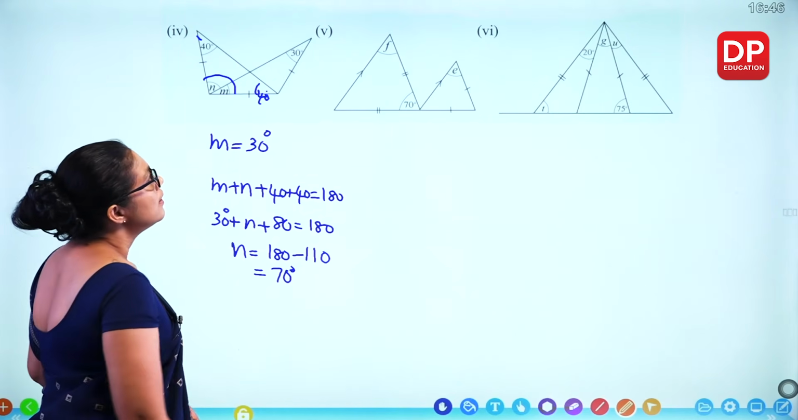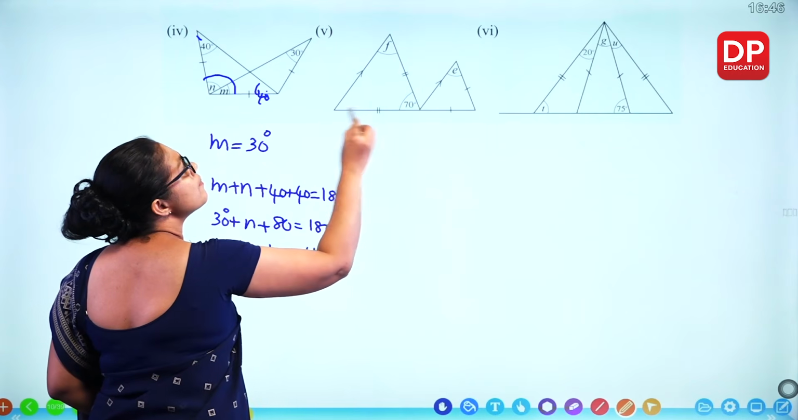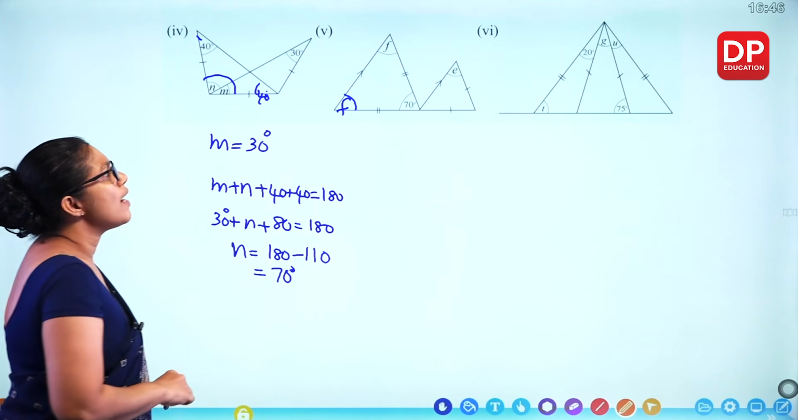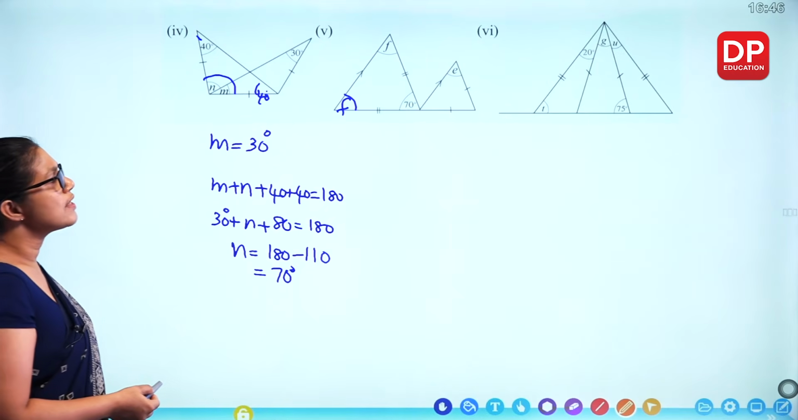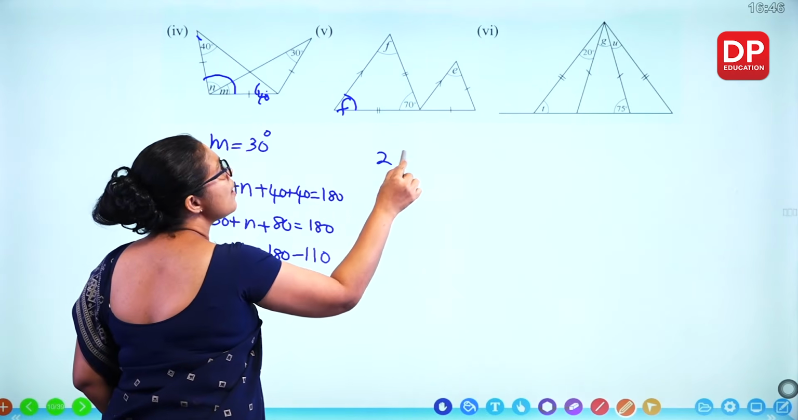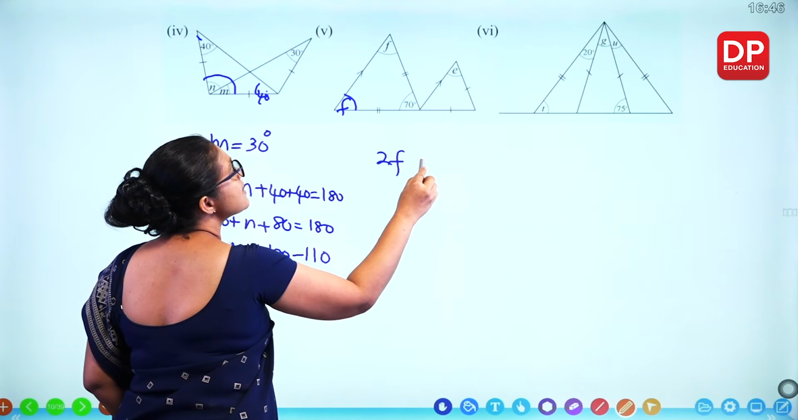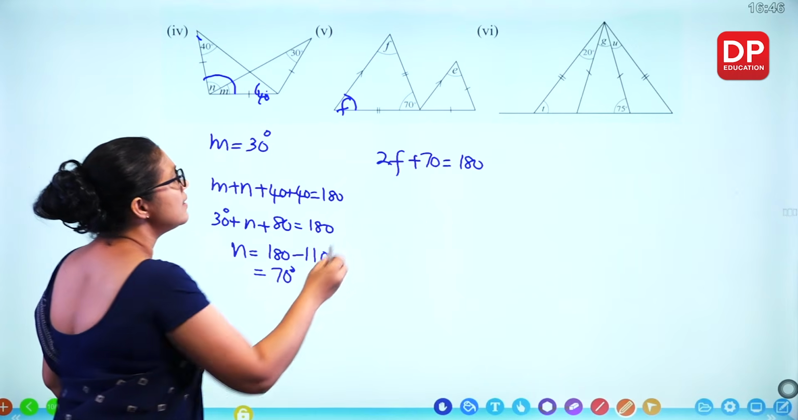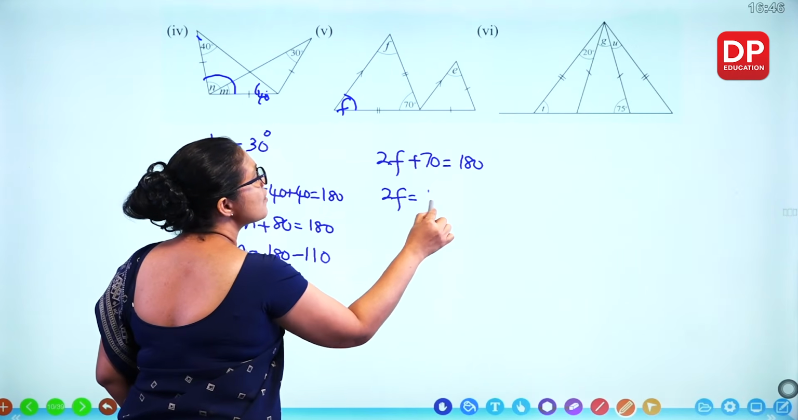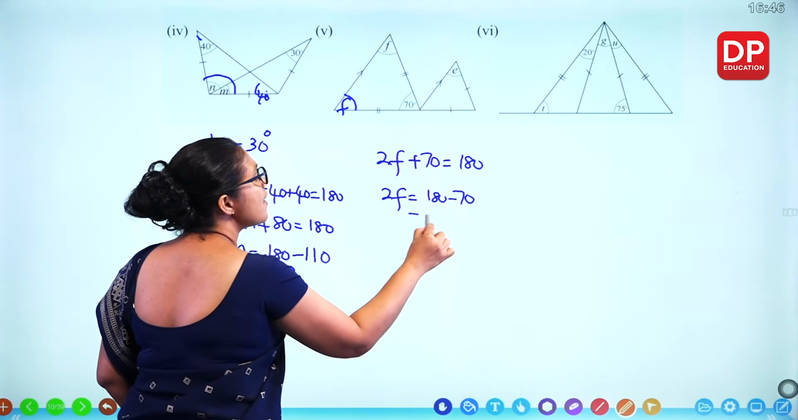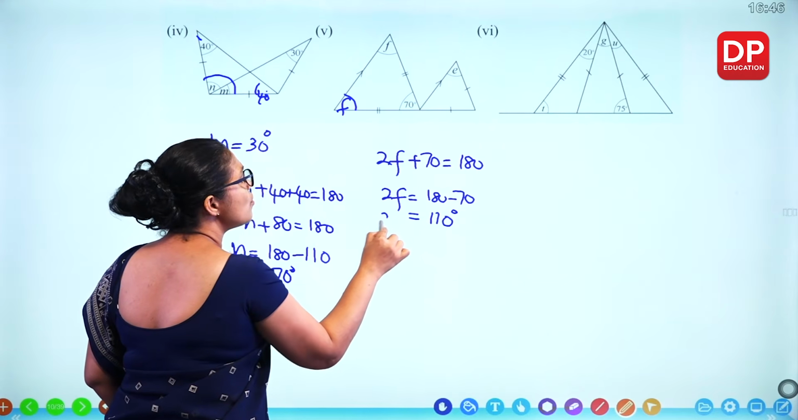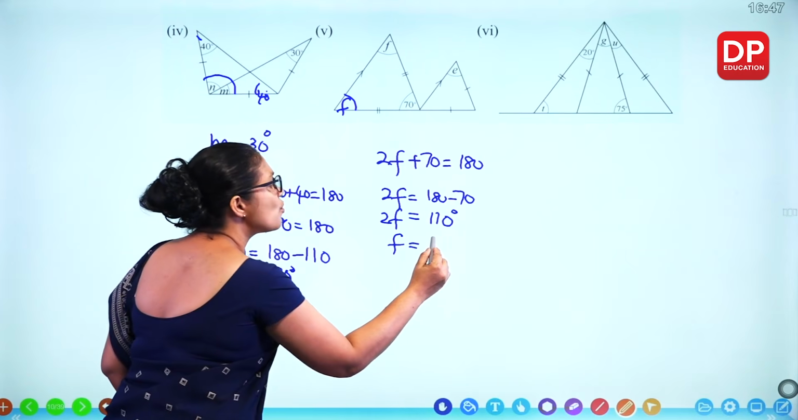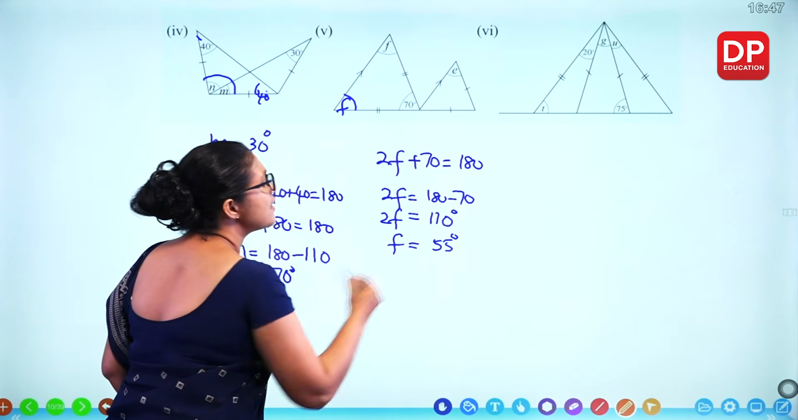So, here these two sides are equal. That means if this is F, definitely this is also F. So, how can you find out using the triangle? We can say 2F plus 70 is 180. That's the sum of angles of a triangle. Subtract 70 from this, you get 180 minus 70 becomes 110. 2F is 110. How do you find F? 110 divided by 2. So you get 55 degrees.